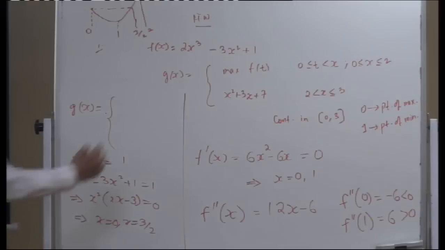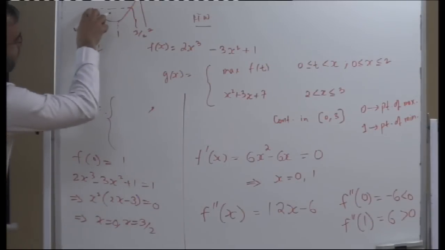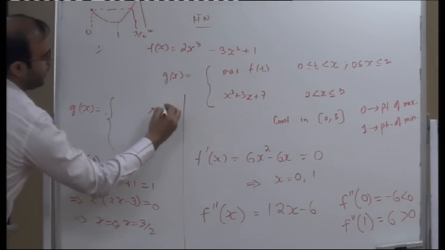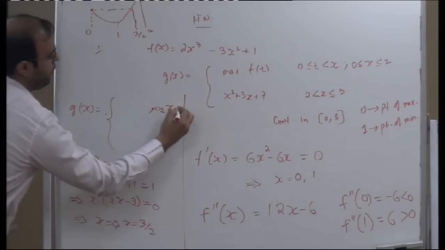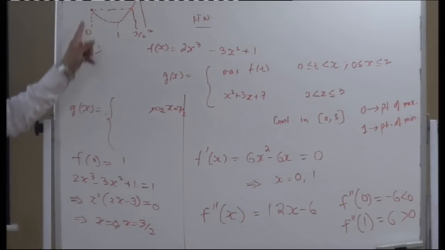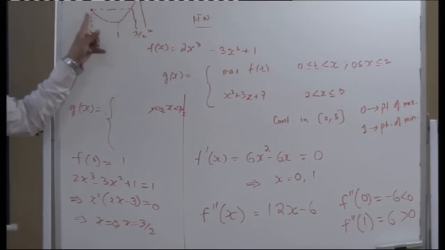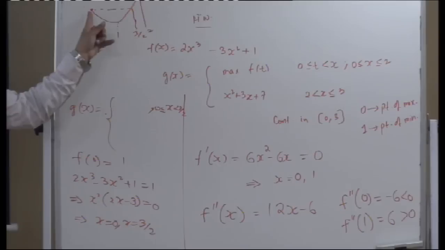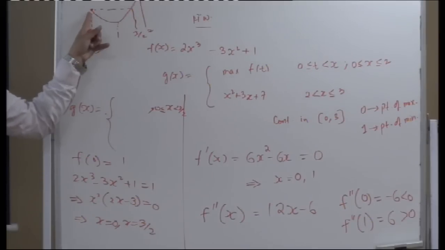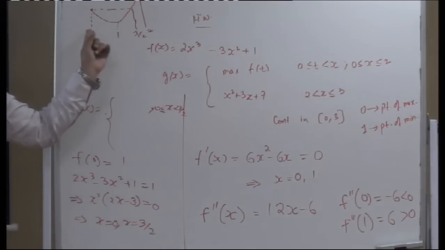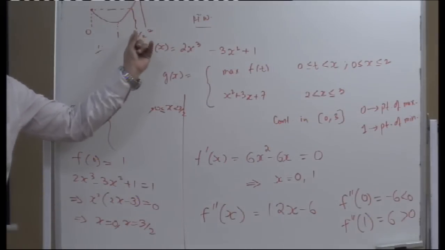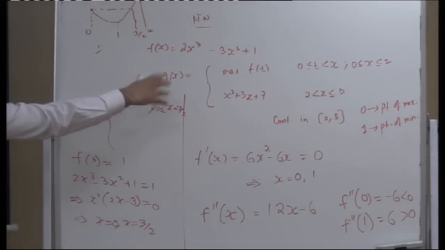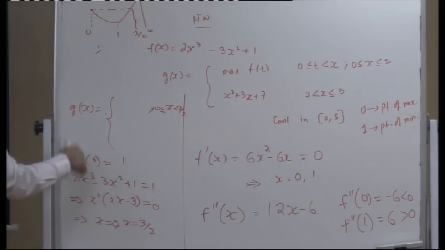Now if you want to write this g(x), how do you write it? You write it like this: from 0 to 3/2, if x is from 0 to 3/2, then the value at 0 is the maximum value. From here till here, this is the maximum as t flows from 0 to 3/2. So the maximum value is f(0), and f(0) is 1.